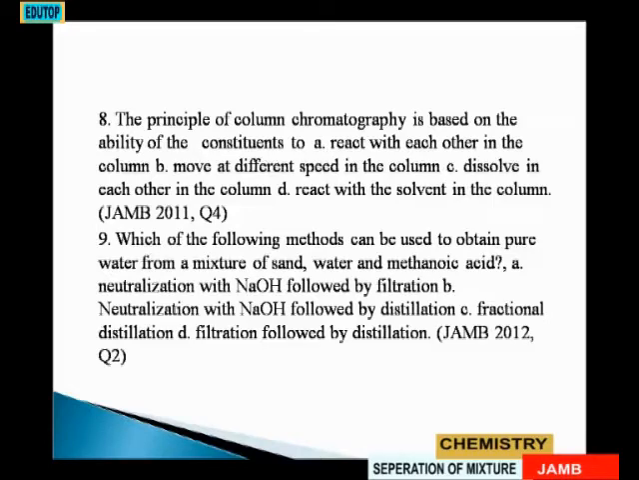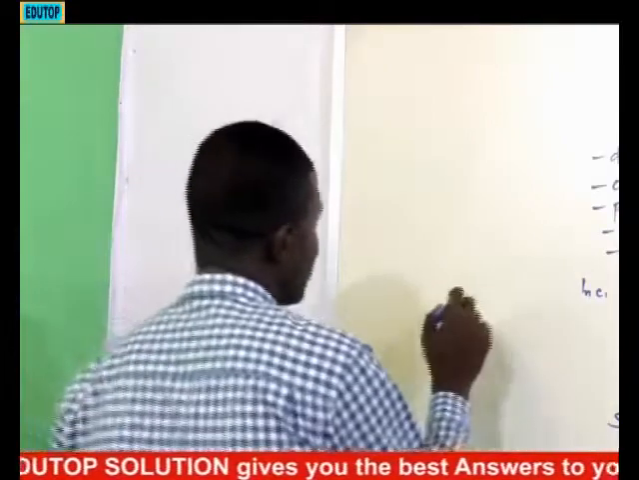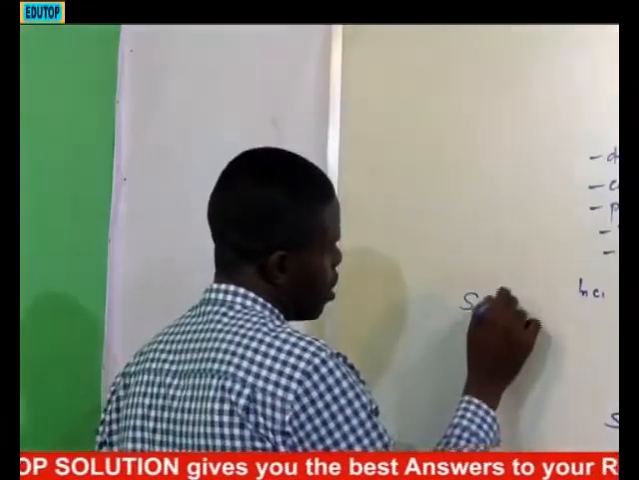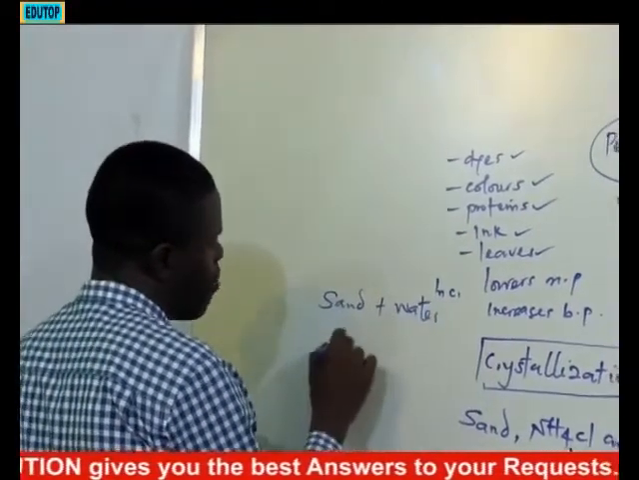Question number 9. Which of the following methods can be used to obtain pure water from a mixture of sand, water, and methanoic acid? So you have pure water from a mixture of sand, water, and methanoic acid.